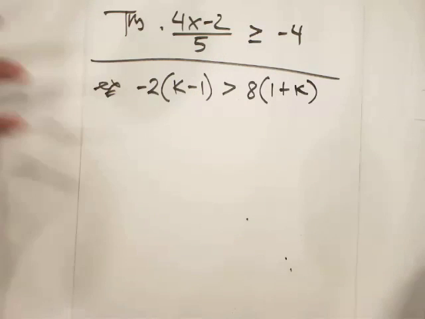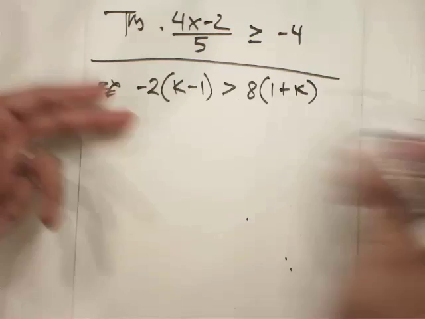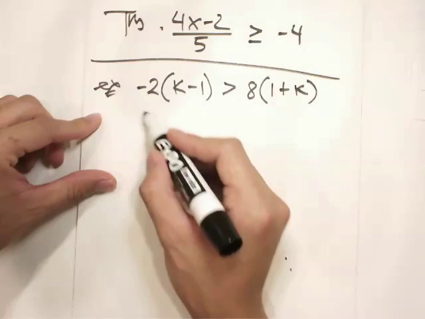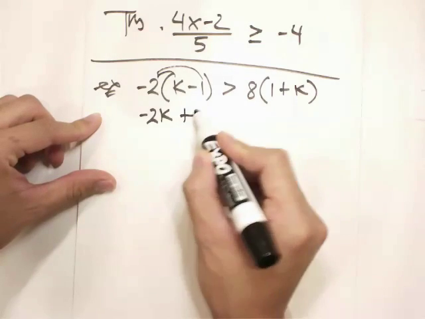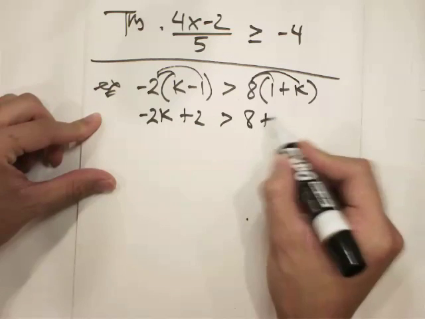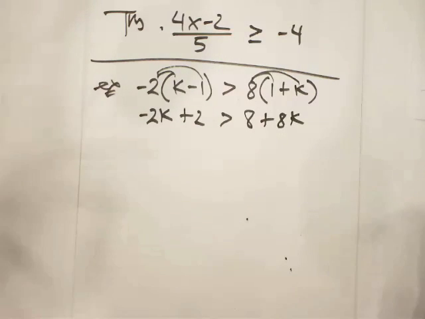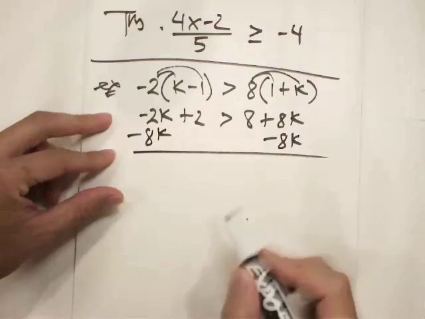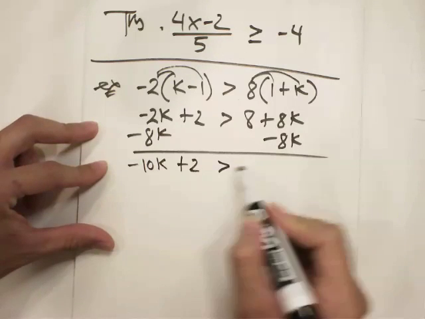Okay, looks complex, but don't forget, we have certain rules that we always want to follow. If we can distribute, sure, why not finish that first. So negative 2k, and negative 2 times negative 1 becomes positive 2. 8 times 1 is 8. 8 times k, positive k, so it becomes 8k. I want all the k's on one side, all the numbers on one side. So let's go ahead and first move 8k over by performing the opposite operation. It's going to be negative 10k plus 2 greater than 8.